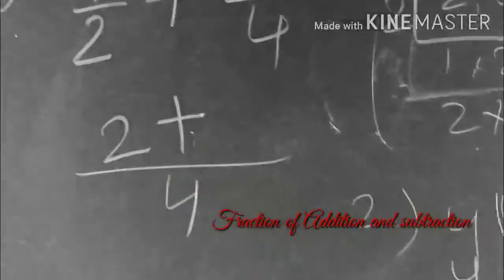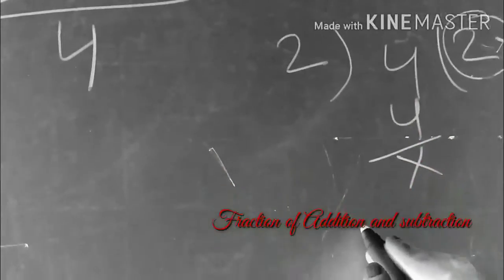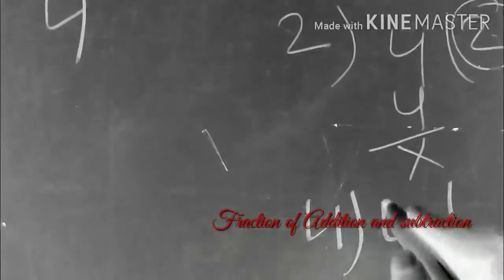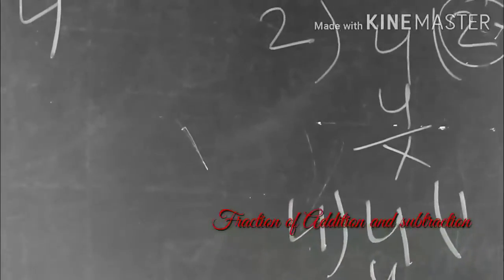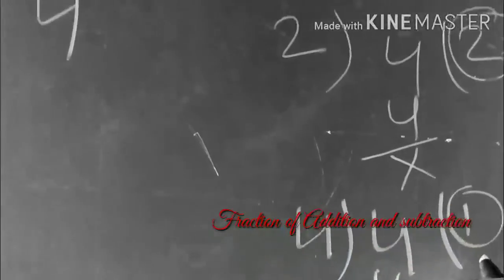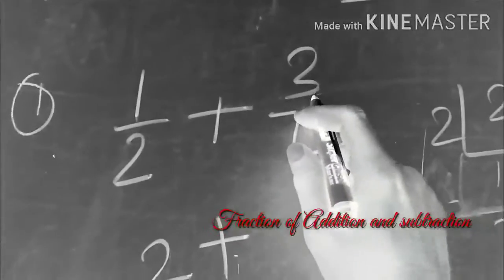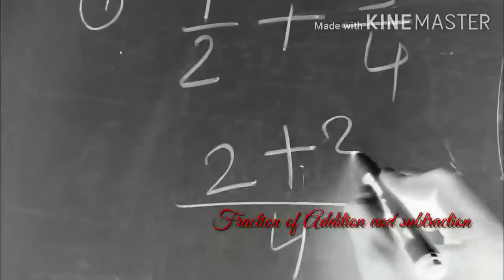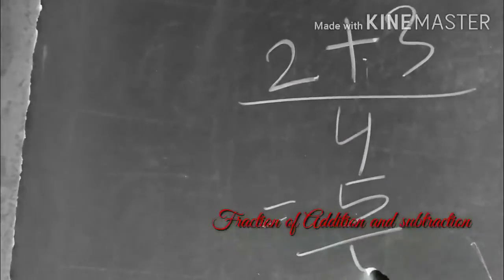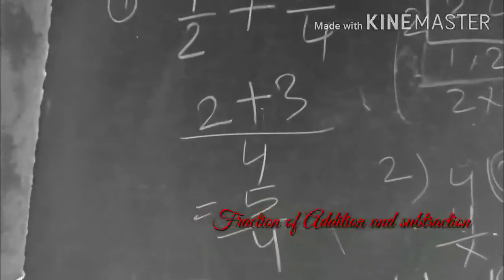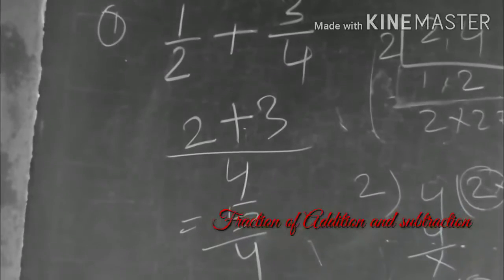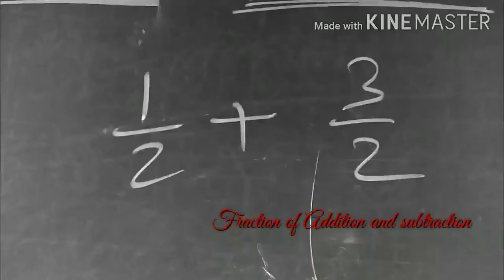Then again 4, this 4 divided by 4: 4 1s are 4. So cancel out. This 1 is multiplied with this 3. So 3 1s are 3. So 3 plus 2 is 5. 5 by 4. This is our required fraction addition. 5 by 4 is our required answer.